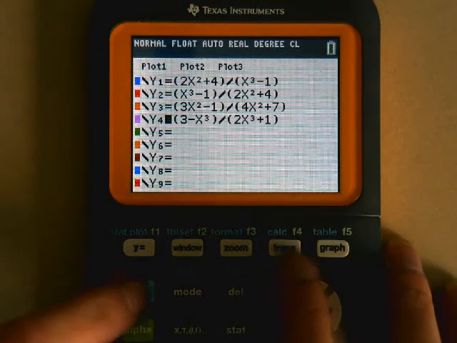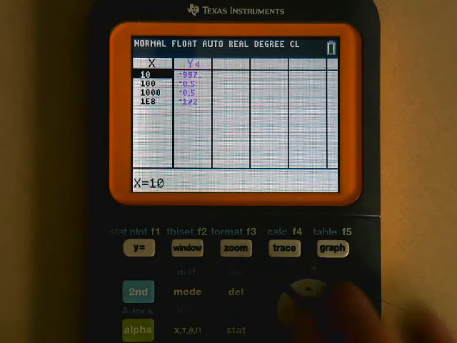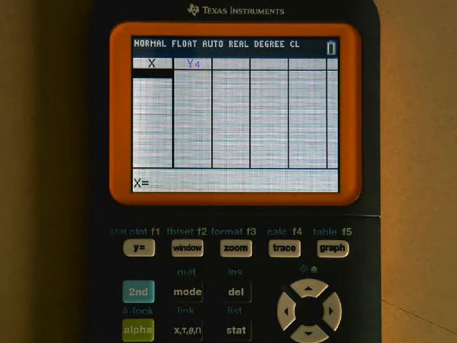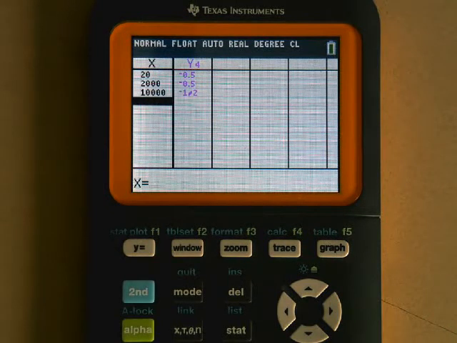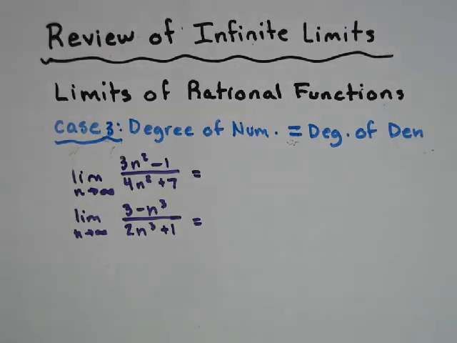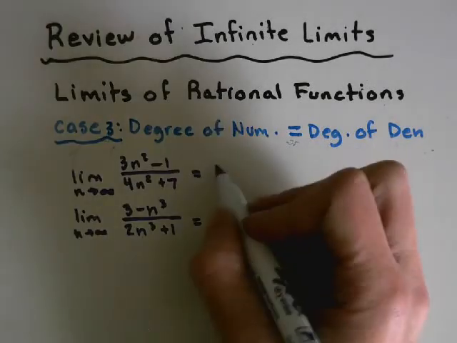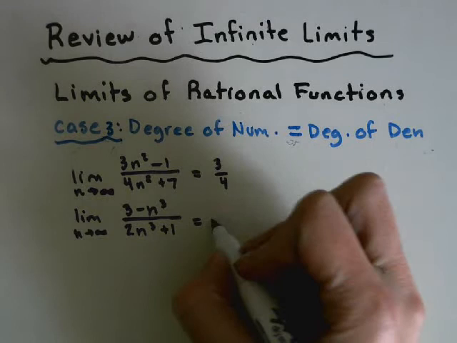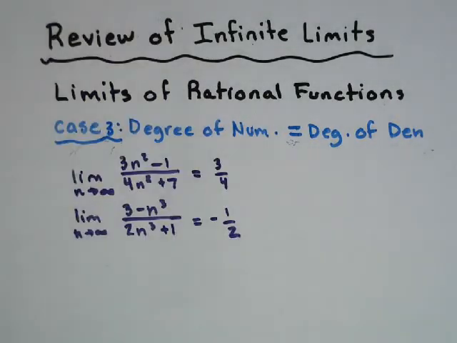This one, let's say 20, we get negative 0.5. 200 or 2,000, you get negative 0.5. So that's a pretty clear pattern again. So again, negative 1/2. So the first one went to 3/4. This second one went to a negative 1/2.